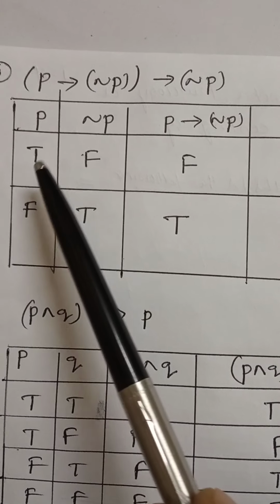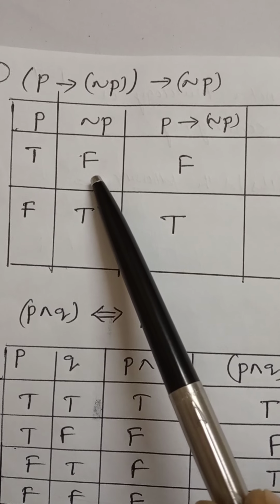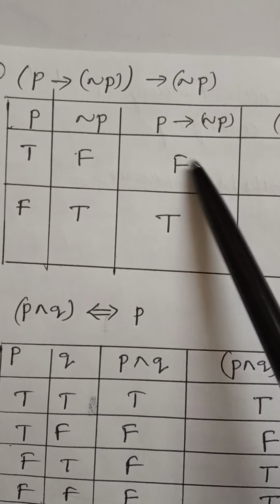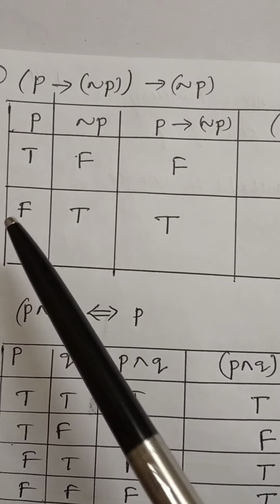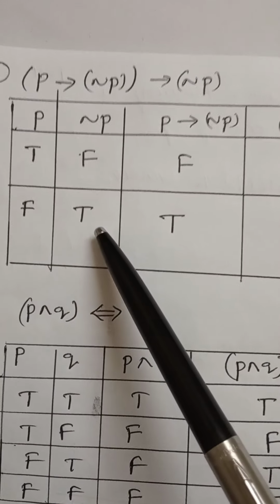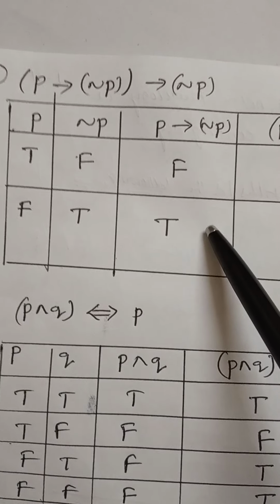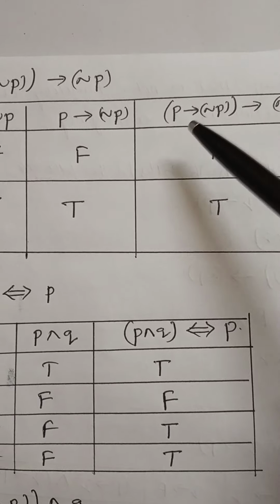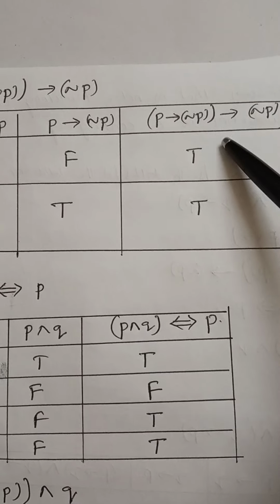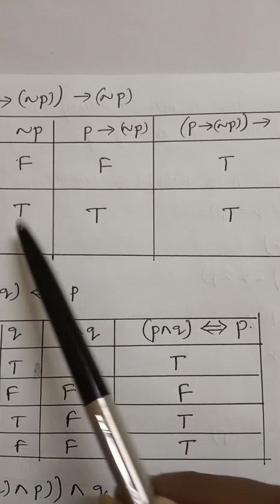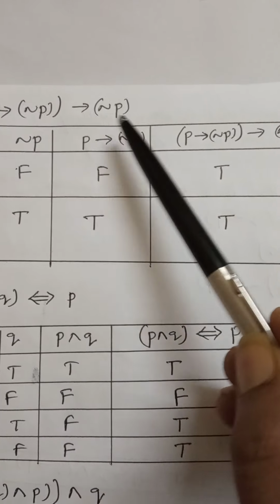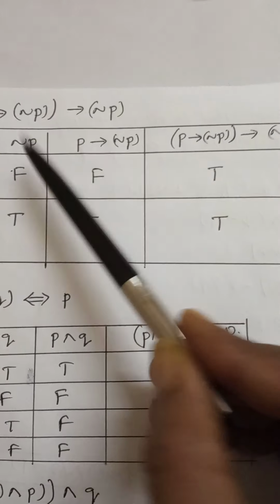A true statement cannot imply a false statement. Therefore result is false. True implies false is false. Next, false implies true is true, right? Next one, this entire thing implies negation P. That means you have to concentrate on these two, right? Now this whole thing implies negation P.